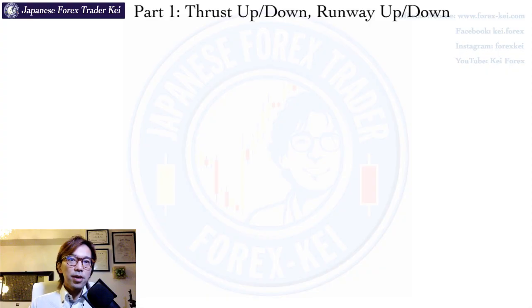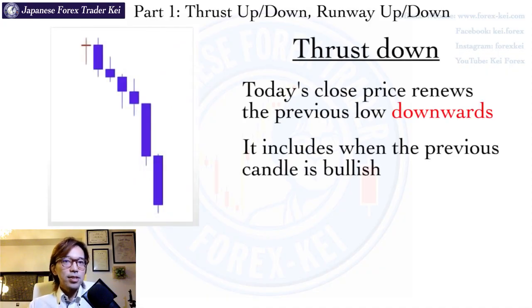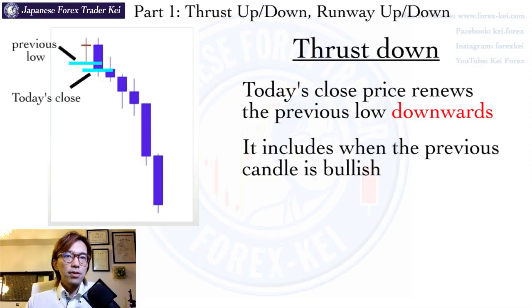Now, when you turn the market the other way around, it's called thrust down. This shows that today's closing price renews the previous lowest price level downwards. And I keep saying today because I regard this chart as a daily time frame, but you can also apply this in any other time frames because the market is fractal. So let's look at these candles. This candle is bullish, so the previous low is right here, right? And this is called thrust down.